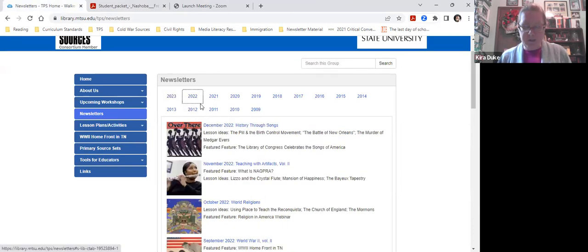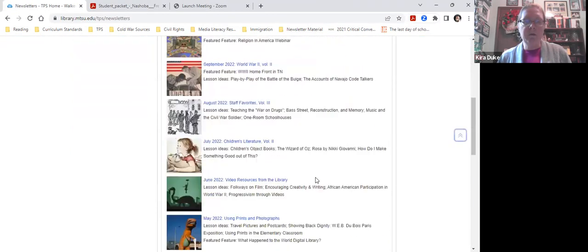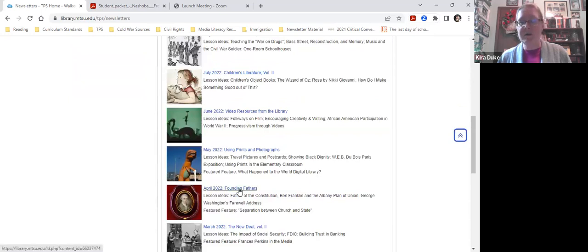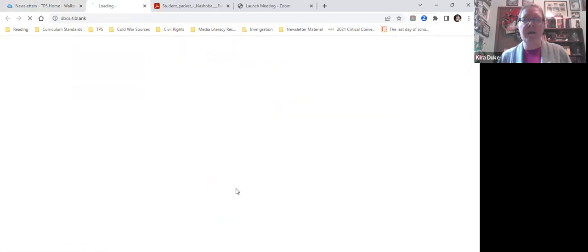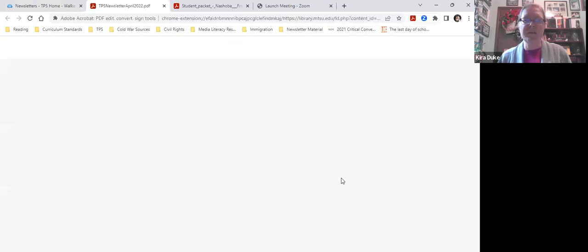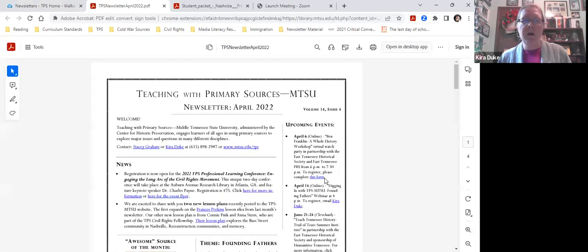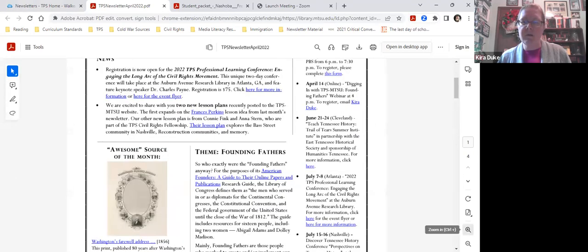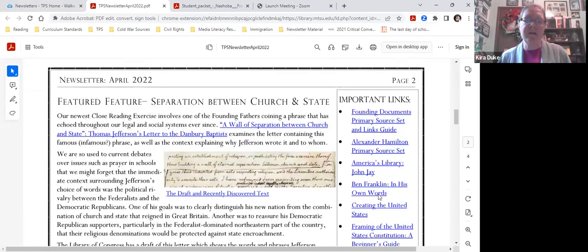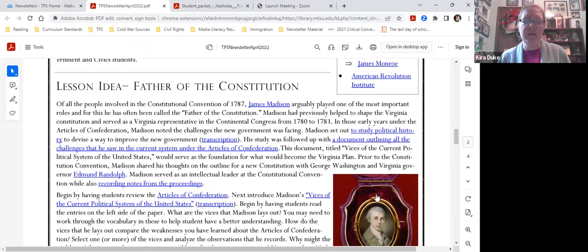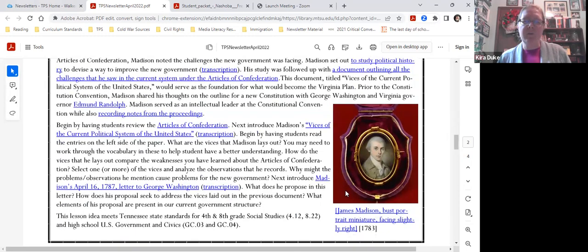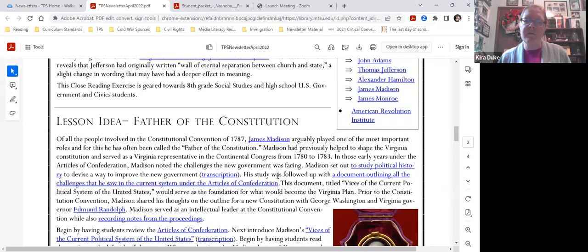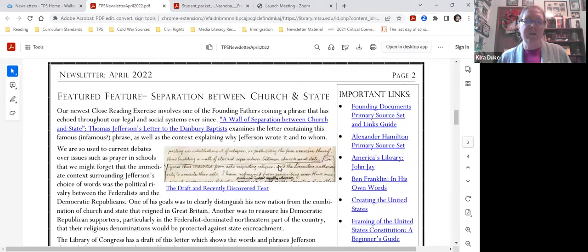Going into 2022, our April issue, we looked at founding fathers. So this entire issue is actually going to be one that I think will be helpful for you. And I'm pretty sure that I referenced this one for you all when we met in March, because this is the one that has the lesson idea on James Madison that I think is particularly interesting when thinking about the Articles of Confederation and the Constitution. So here's that one there with just tons of great primary sources linked into this one. So definitely you might want to take a look at that one.